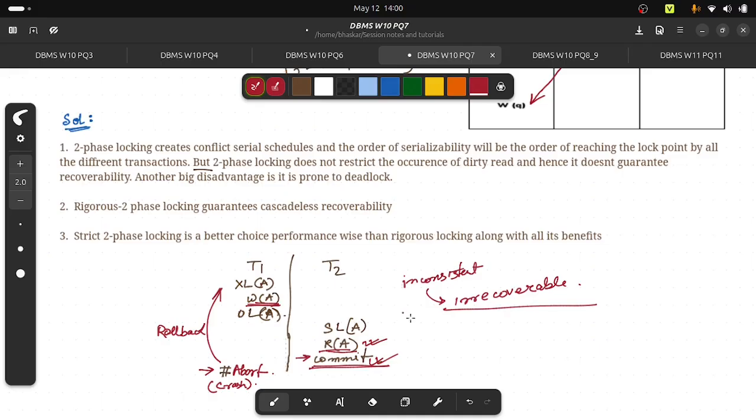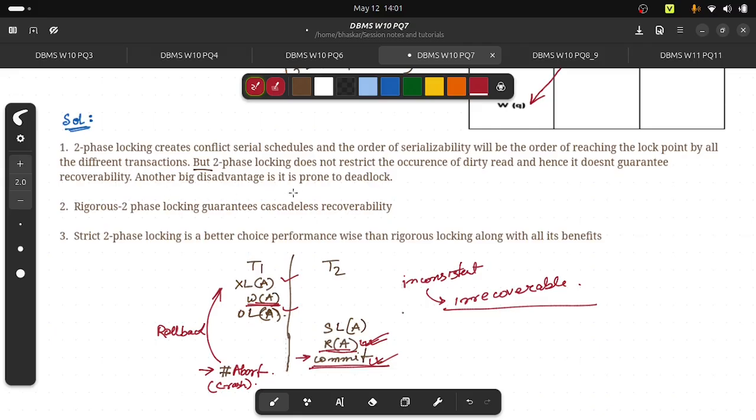So basically, I have followed two-phase locking, according to the two-phase locking rule, but still I cannot prevent dirty reads. And because of these dirty reads, I can also run into irrecoverability. So this is what this statement is saying.